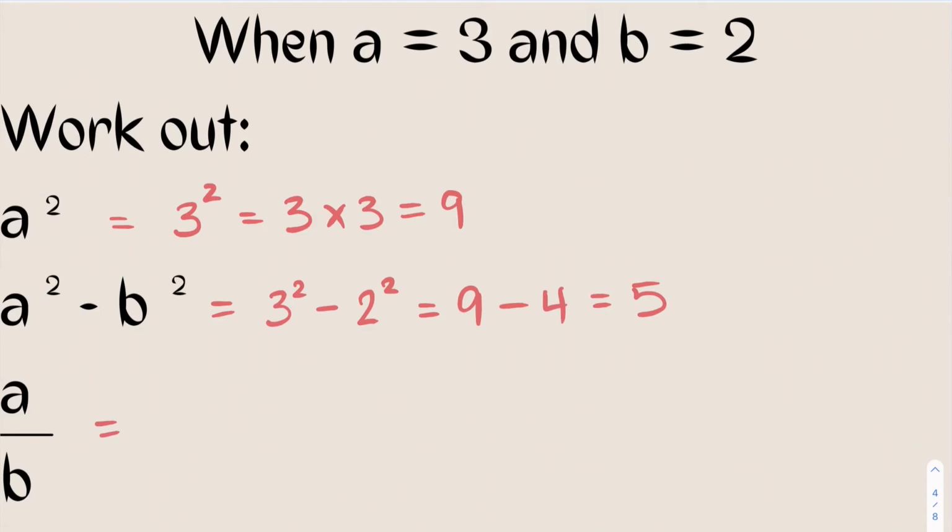And for the last one, we're going to put in the values of A and B. So A is 3, B is 2. So I've got 3 over 2. And you can leave it like this as a fraction, or you can change it into a mixed number, which would be 1.5.